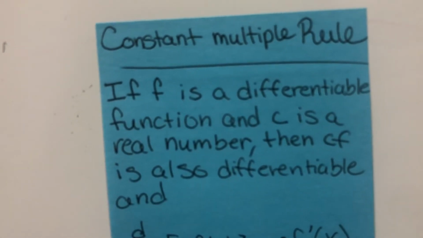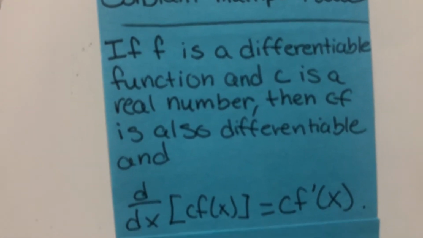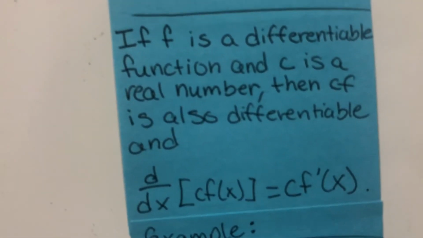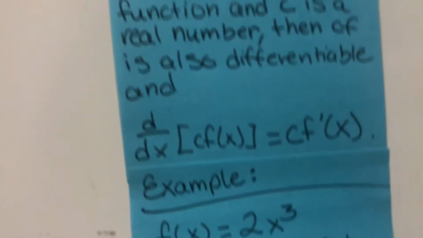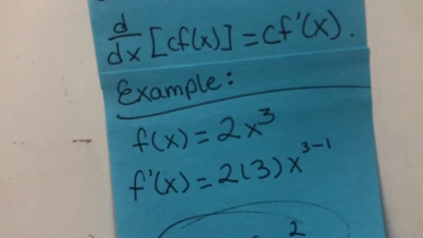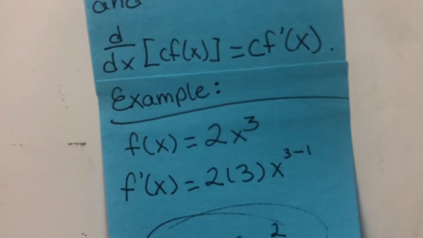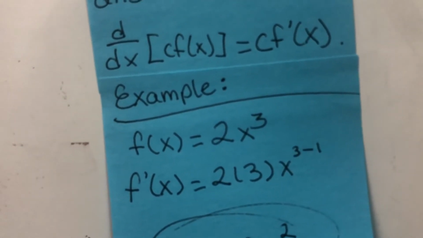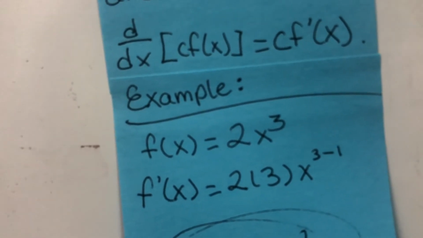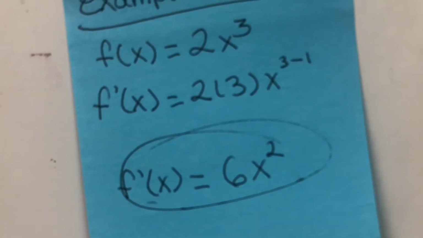Next one is the constant multiple rule. If f is a differentiable function and c is a real number, then c times f is also differentiable, and d with respect to dx of c times f of x equals c times f prime of x. Example, f of x equals 2x cubed. So for the derivative, you're going to bring down the exponent like you would and subtract 1 from the exponent, and you're just going to multiply by the term that is already there, which is going to give you, the derivative is 6x squared.